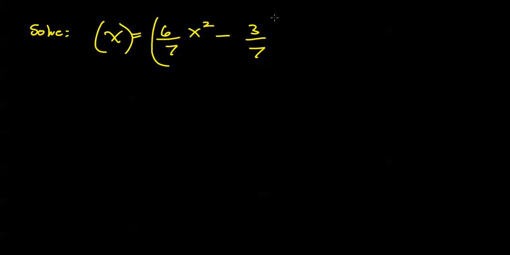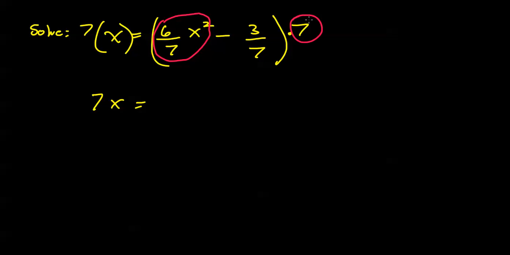Let's see, solve x equals 6/7 x squared minus 3/7. Oh my, what are we going to do? We've got fractions to deal with. Probably the first thing you want to do is get rid of the fractions. I can multiply both sides of this equation by the least common multiple of all the denominators, which here, of course, is 7. All the fractions will go away. I've got an equivalent equation with all the fractions disappearing. Now, you've got to apply your distributive law.